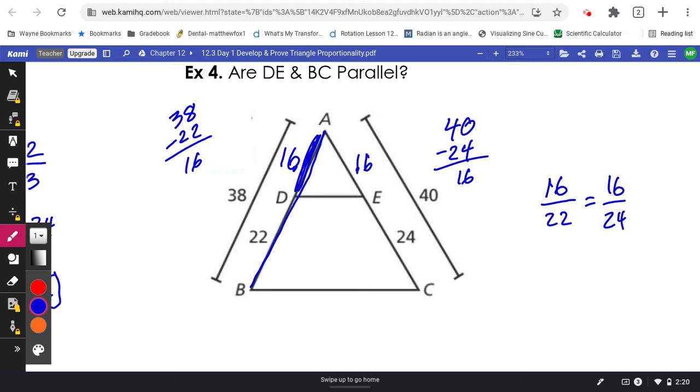Now right from the start, I feel like you can see if there's a 16 on top for both of those, hopefully it makes sense that they would not be the same, right? We know then that if we cross multiply, they will not be equal. But if you weren't sure, just do 16 times 24. That gives you 384. 16 times 22 gives us 352. We can clearly see they are not equal, so they are not proportional, which means they are not going to be parallel.